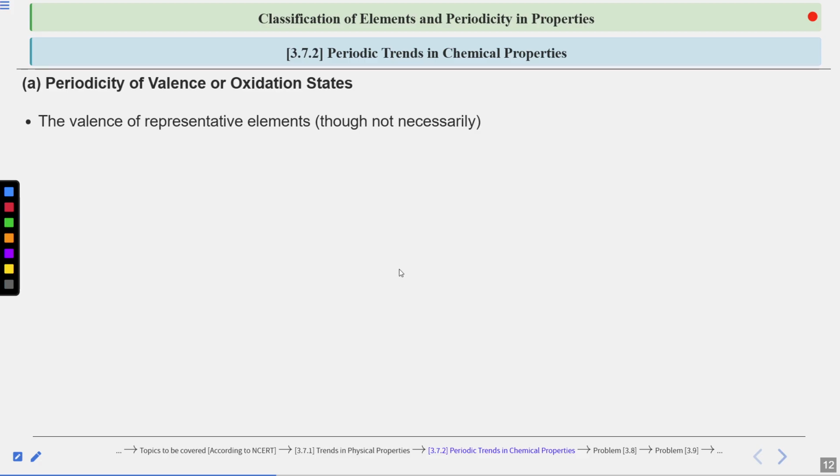So what is the meaning of representative elements? We have talked about this. Which blocks are called the representative elements? They are the s and p blocks. Okay, s and p blocks are together called the representative elements or the main group elements.